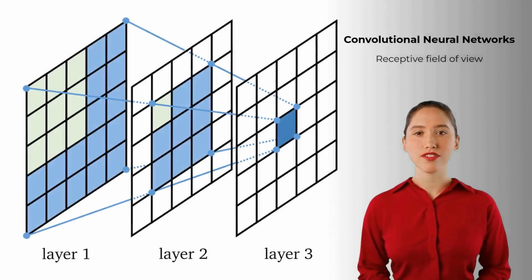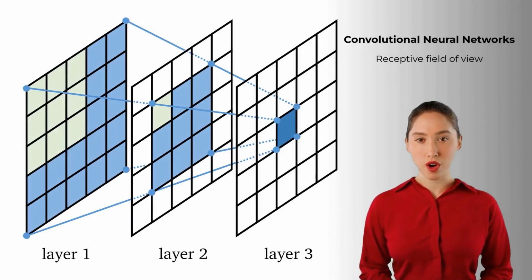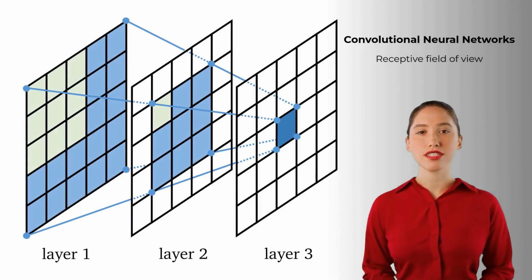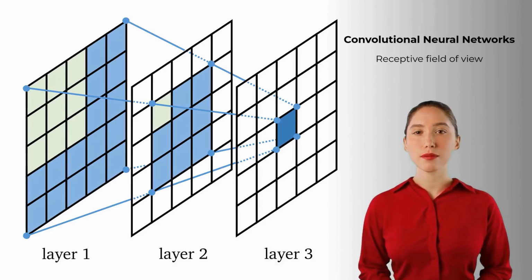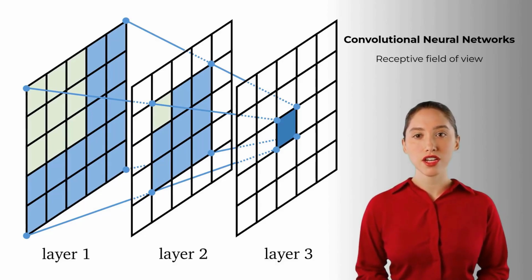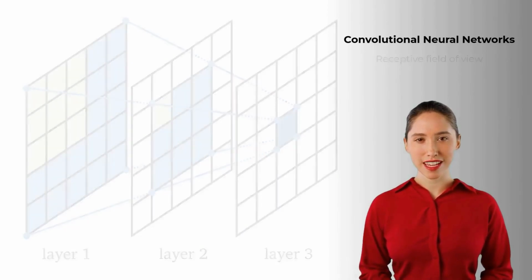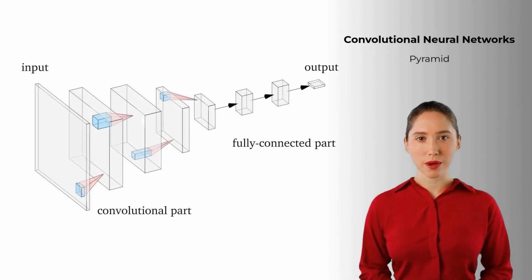Changing topic, this graphic shows the receptive field of view growing with depth. Early filters see small local patches. Deeper filters integrate over larger and larger chunks of the original input. Here you see the classic convolutional pyramid. As spatial dimensions shrink, the number of feature maps expands. That pyramid is the essence of hierarchical learning, initially simple edges, later full objects.